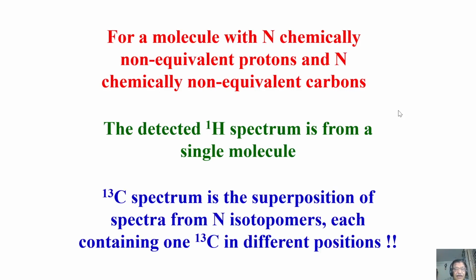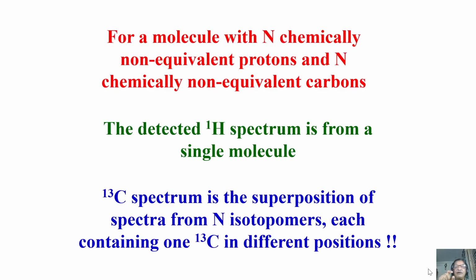What about carbon-13? Carbon-13 spectrum is a superposition of spectra from n isotopomers, each containing one carbon in different positions. If there are 10 carbons in the molecule, in the real carbon-13 spectrum, what you see is not one spectrum. It is 10 spectra, each corresponding to different carbons. They get superimposed, and that is what you are seeing in the carbon-13 spectrum. You understand? Please remember, you are not seeing a spectrum from a single molecule in carbon-13.